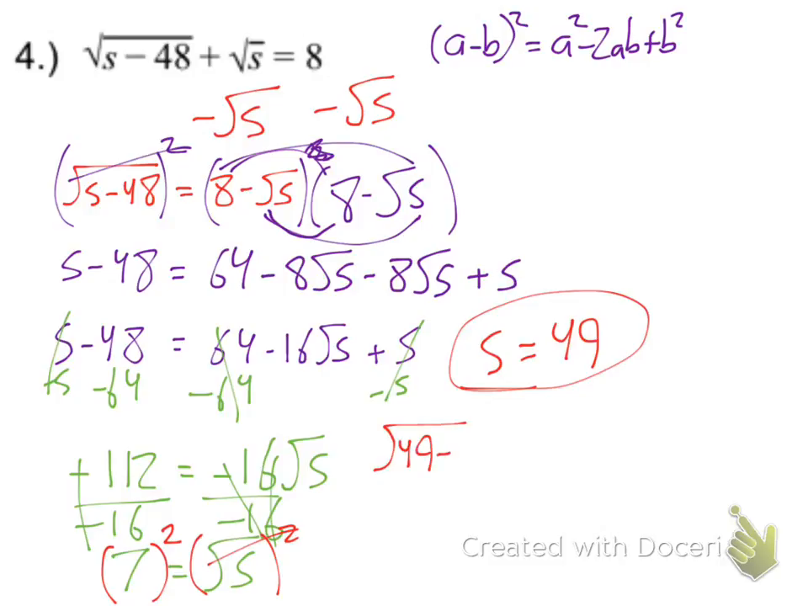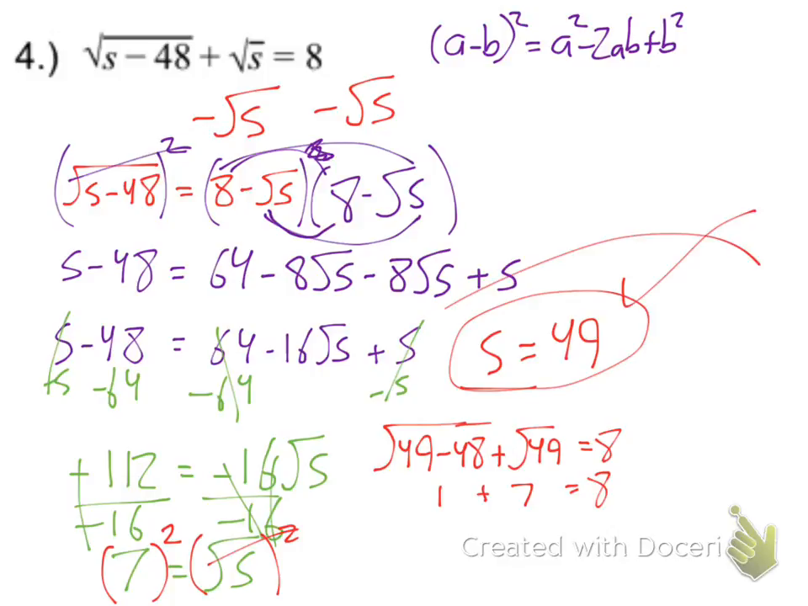49 minus 48 plus the square root of 49 should equal 8. What's 49 minus 48? 1. Square root of 49 is 7. 1 plus 7. And is that true? Does 1 plus 7 equal 8? So yes, I checked it.